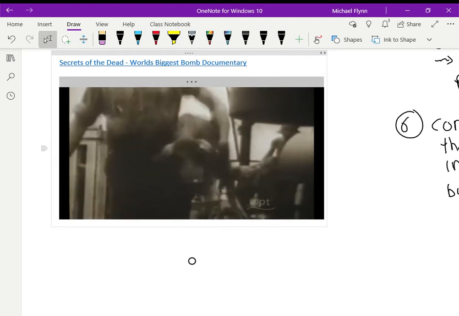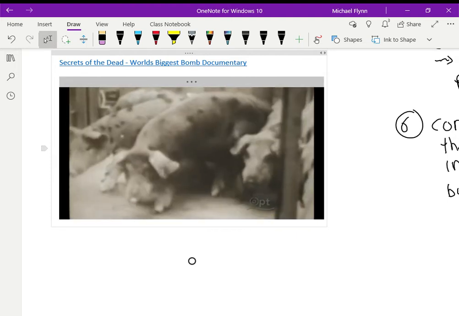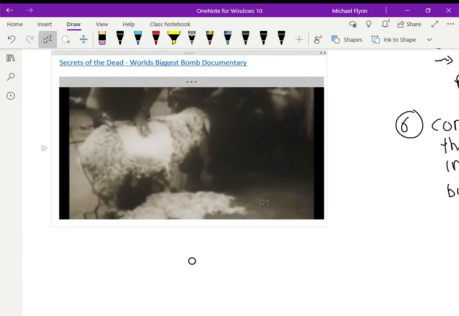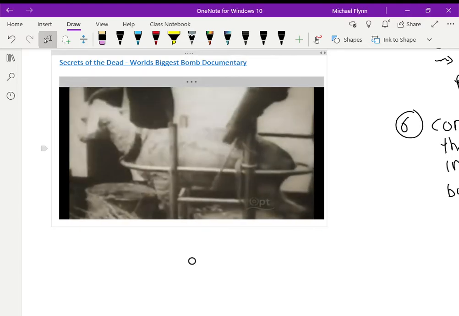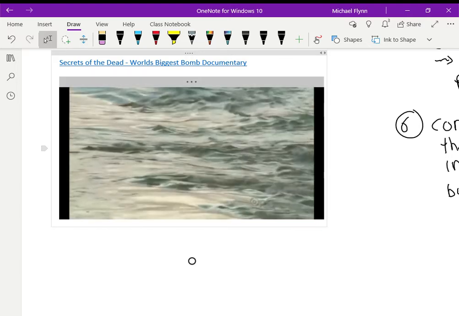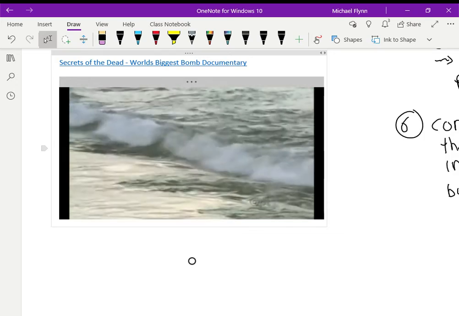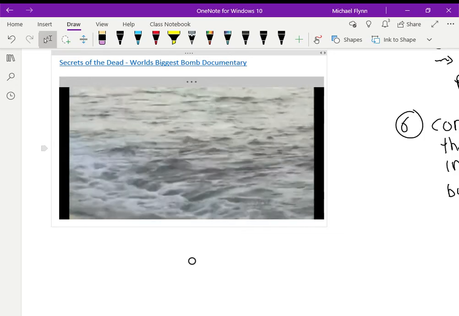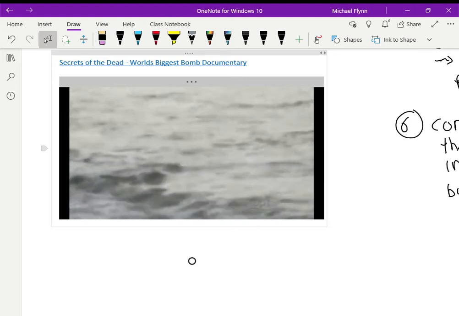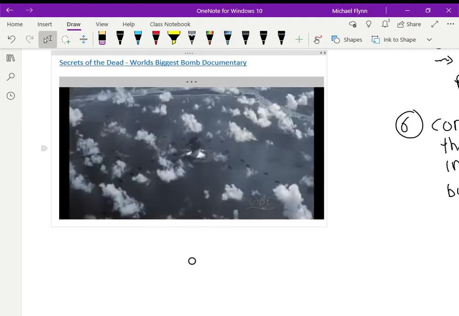Different animals have been placed aboard the ships. Some were shaved in order that the effects of heat and radiation on their skin could be observed. 5, 4, 3, 2, 1, fire.